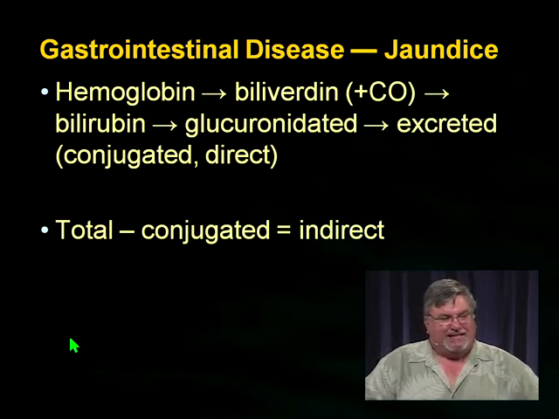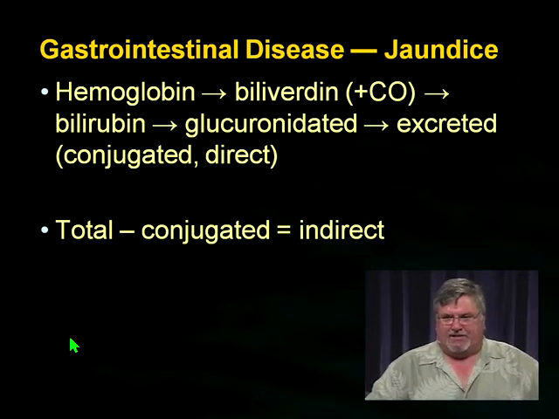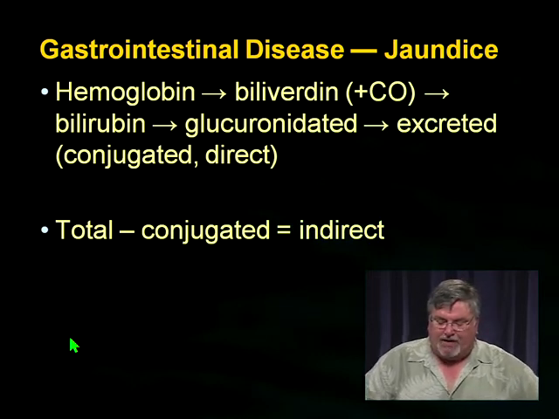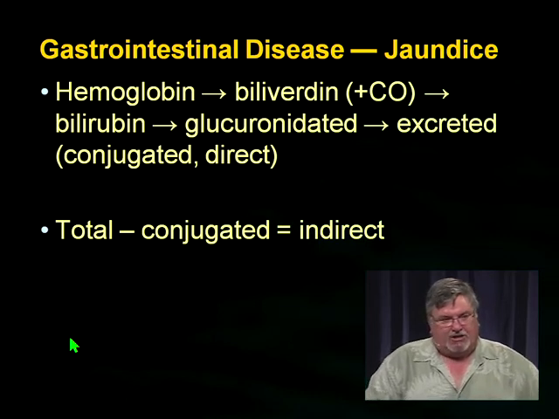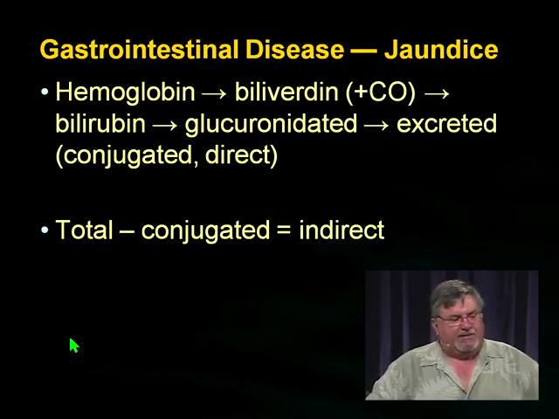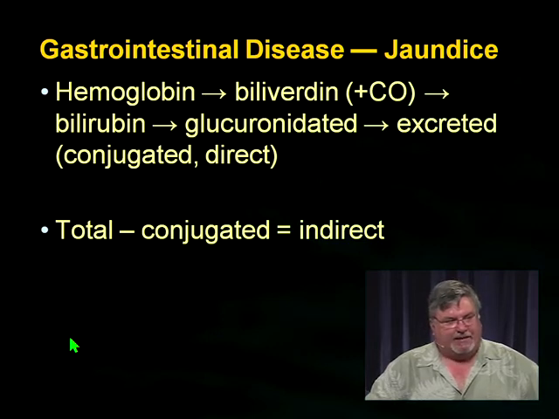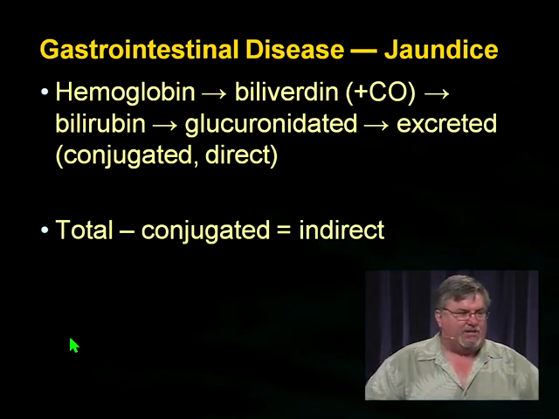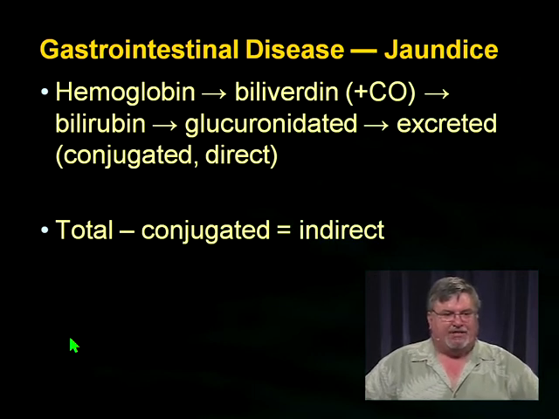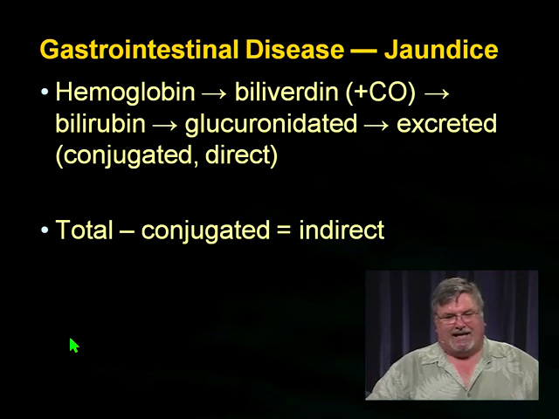So bilirubin is insoluble in water. It gets glucuronidated in the liver, which then allows it to be water-soluble and then ultimately excreted. So the glucuronidated bilirubin is called conjugated bilirubin. It's bilirubin that's been conjugated to glucuronide. And it's the direct reacting bilirubin. Direct because it's water-soluble, and you don't have to add another reagent to the test tube in order to be able to figure out what the level is. So it directly reacts with your reagents.